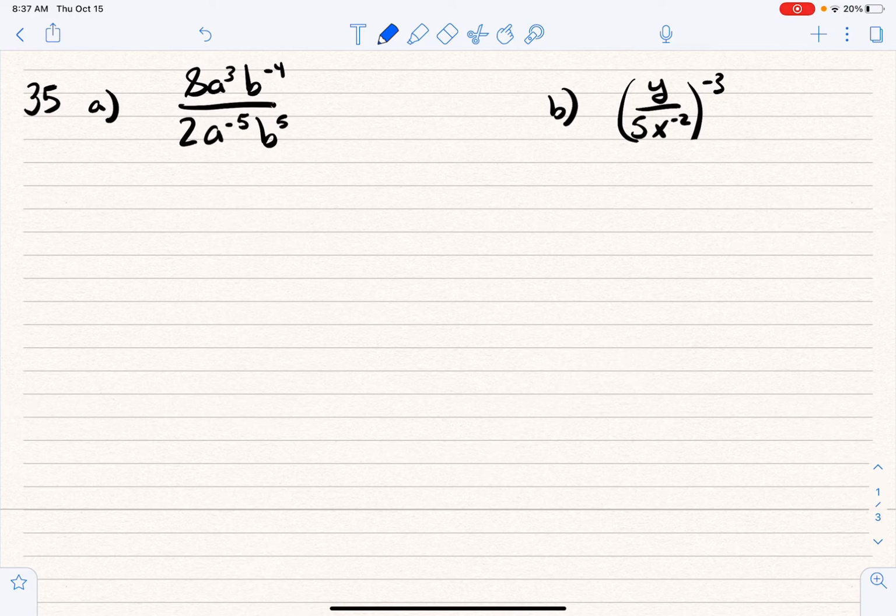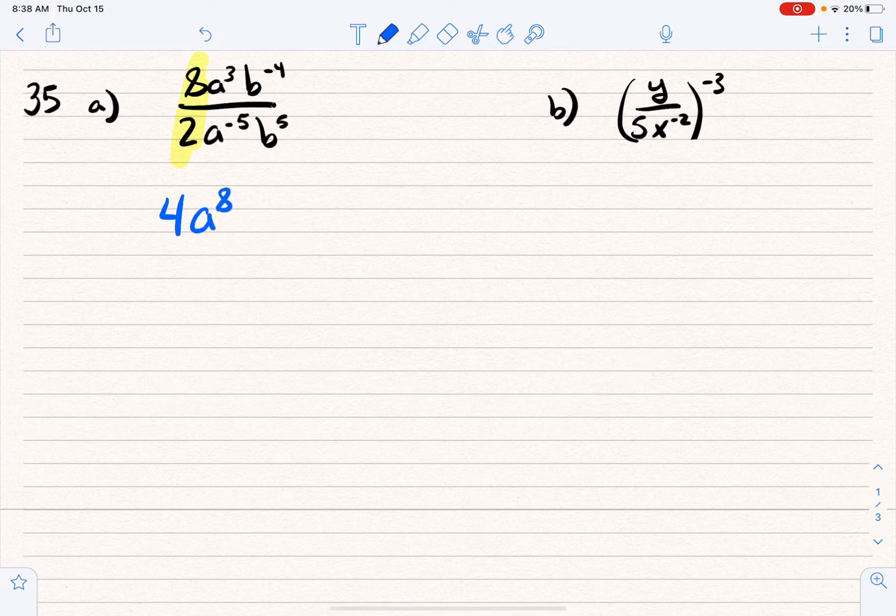35, we have 8a to the third times b to the negative 4th all over 2a to the negative 5th times b to the 5th, okay? There's no parentheses or groups that we've got to deal with first, so we just get to do this one. Now, notice the 8 is not being raised to the third power, and the 2 is not being raised to the negative 5th power. They have no exponents. So really, I just look at this as 8 over 2, which simplifies down to 4. And then the a to the negative 5th comes up to the top.